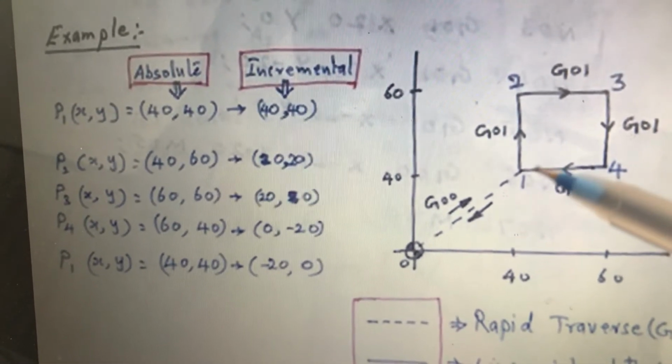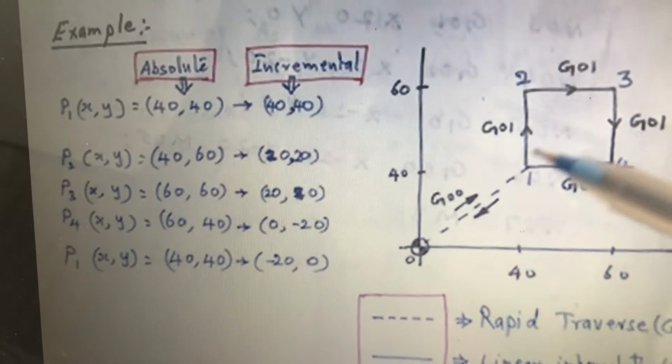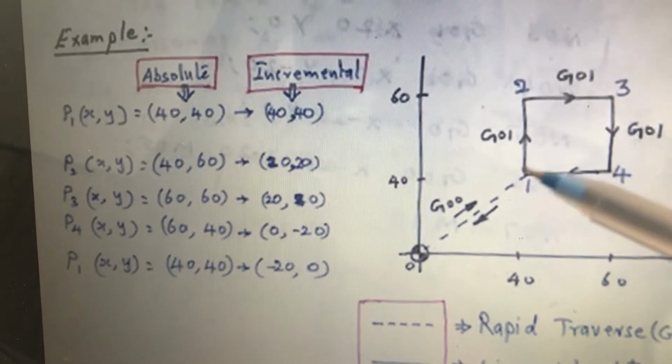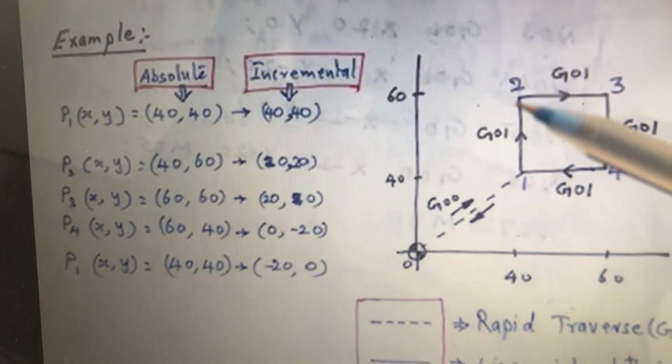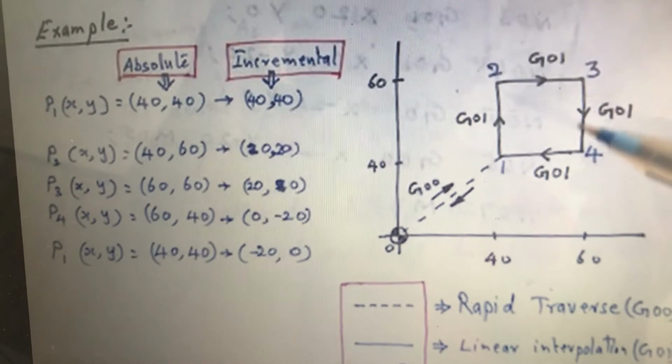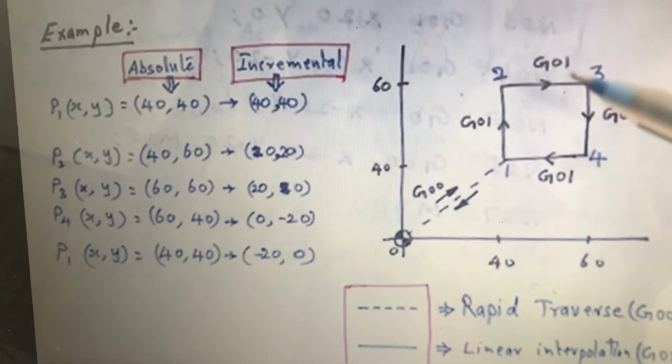How to locate the origin? For point number 1, the previous point becomes origin, so 0 becomes origin. For point number 2, the previous point 1 becomes origin. For point number 3, 2 becomes origin. For point number 4, 3 becomes origin. For point number 1, its previous point, that is 4, becomes origin. So it goes like this.